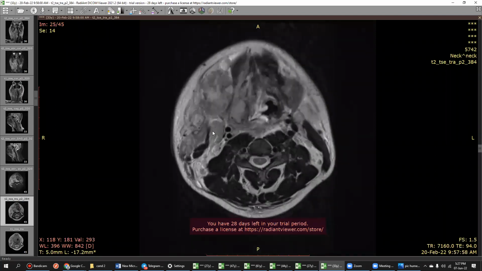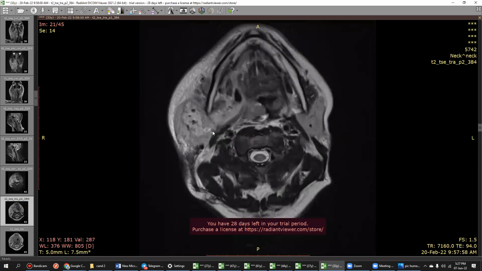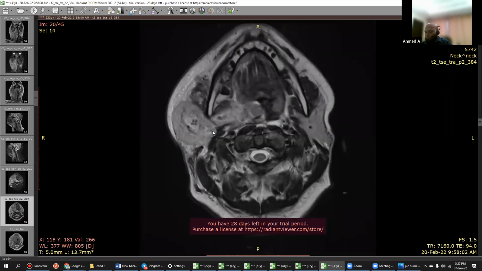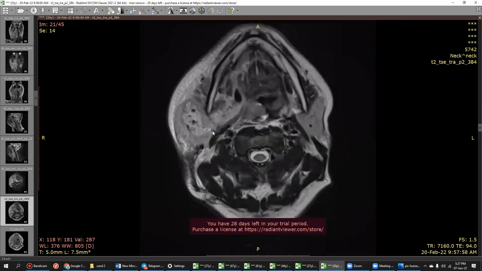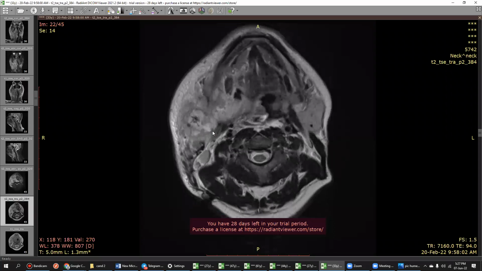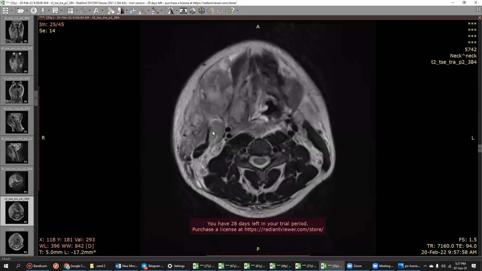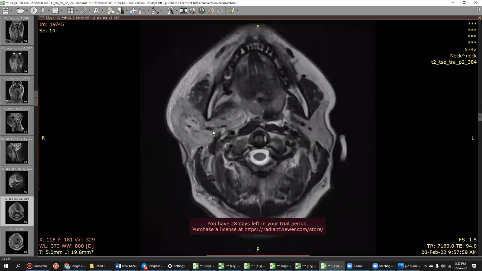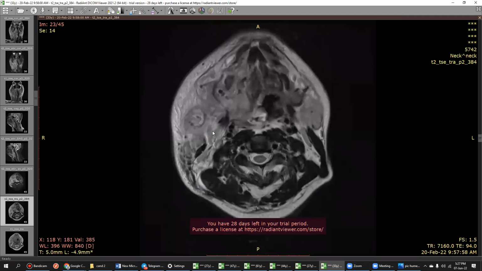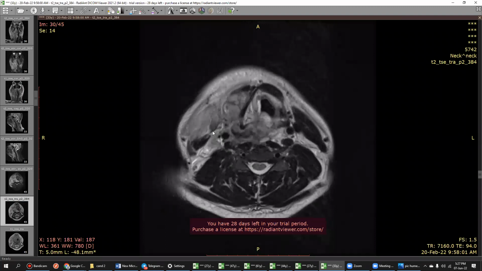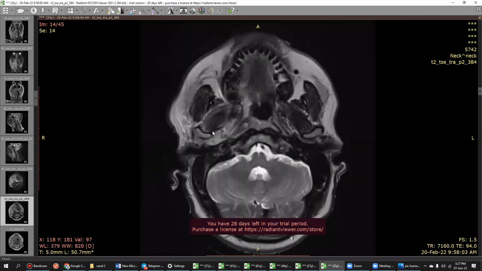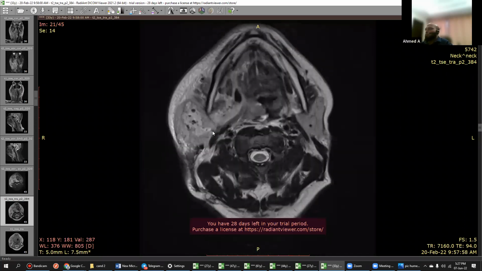Yeah, there's multiple hyperintense masses in the region of the submandibular and parotid, extending to the base of the tongue and parapharyngeal region on the right side. And there are multiple lymph nodes on both sides. This looks like invading all the soft tissue spaces.